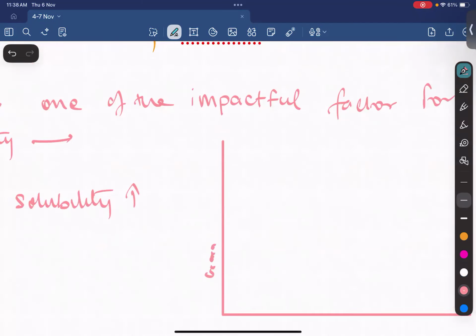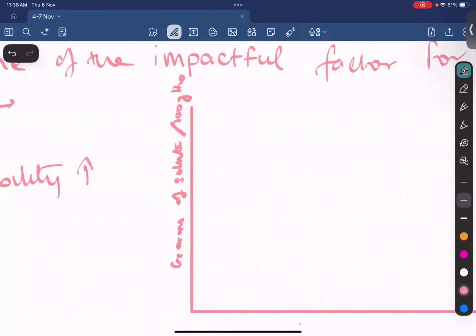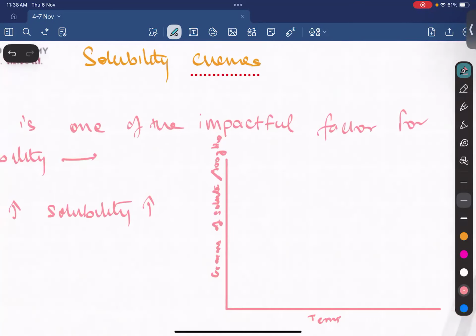Grams of solute per 100 gram water. And here, the temperature. So if you are drawing this solubility curve for KNO3, it looks like this. Fine. So what does it mean?